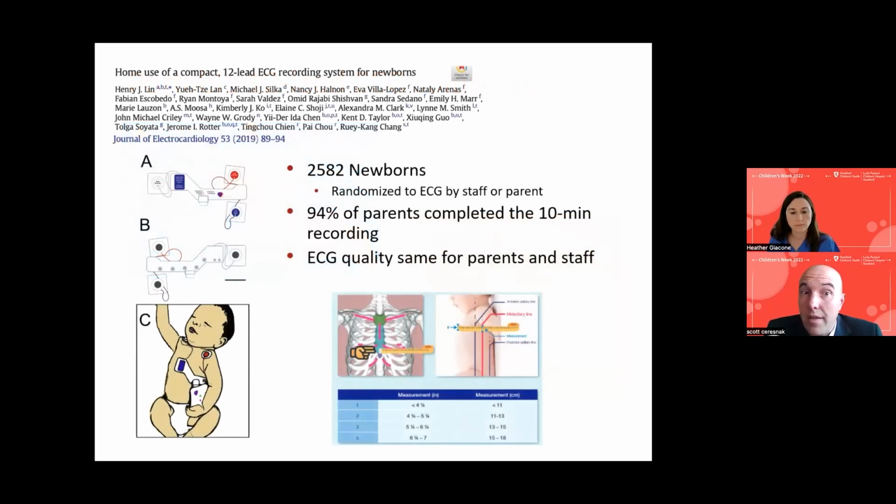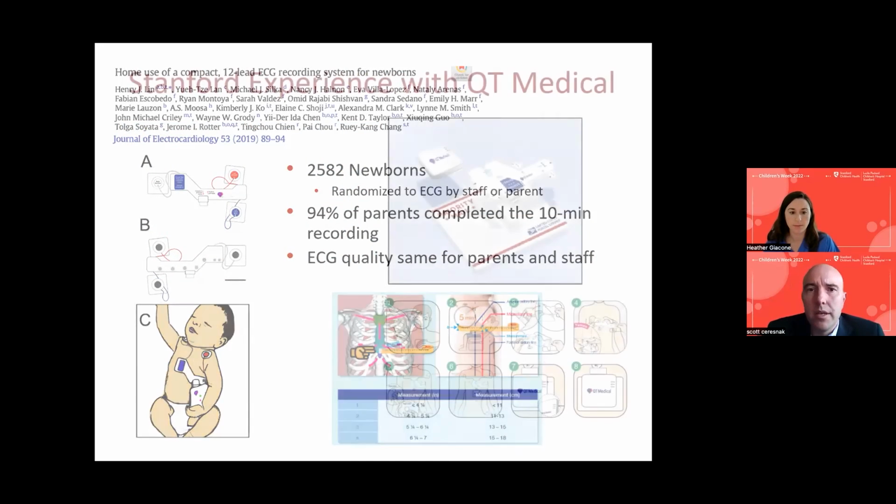There is actually data on this QT Medical device in neonates. This was done by a pediatric cardiologist in Southern California, and he looked at a little over 2,500 newborns. They were pretty quick, you could do them in about 10 minutes. They compared the ECG of this patch ECG versus a standard EKG, and the ECG quality was excellent. This was probably in the Journal of Electrocardiology. So there is some data in newborns that these ECGs work pretty well.